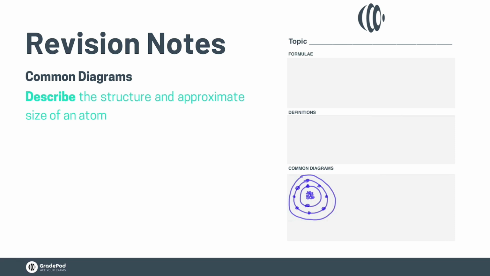So you draw all this, you write down the size of an atom is 10 to the minus 10 meters. The size of the nucleus is 10 to the minus 14 meters. And we'll put most of the mass in the nucleus. Happy with that? Let's move on.